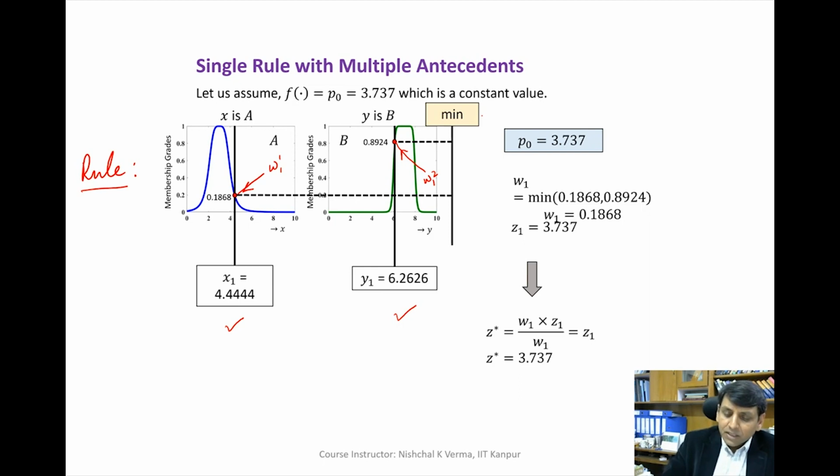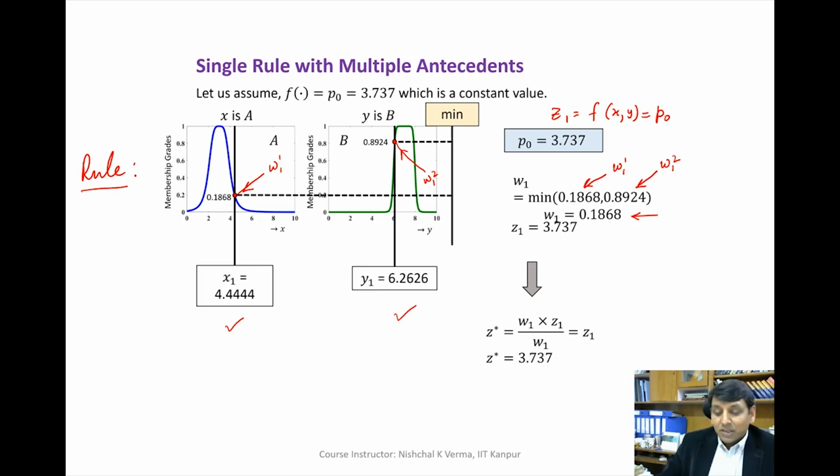So if we take the minimum of W11 and W12, we are going to get W1 equal to 0.1868, which is the lowest value. And since we have W1, we have Z1 here, and Z1 is nothing but Fx1 xy, which is nothing but P0.